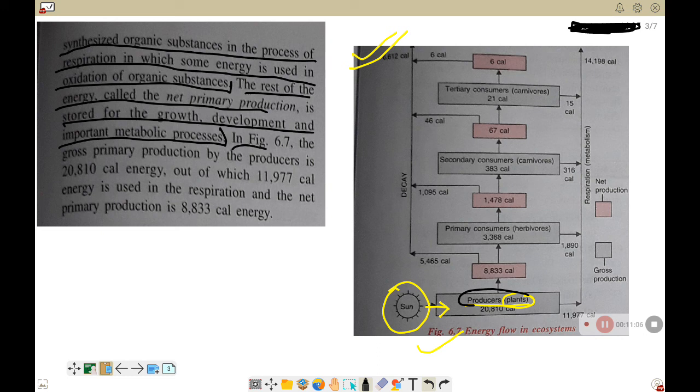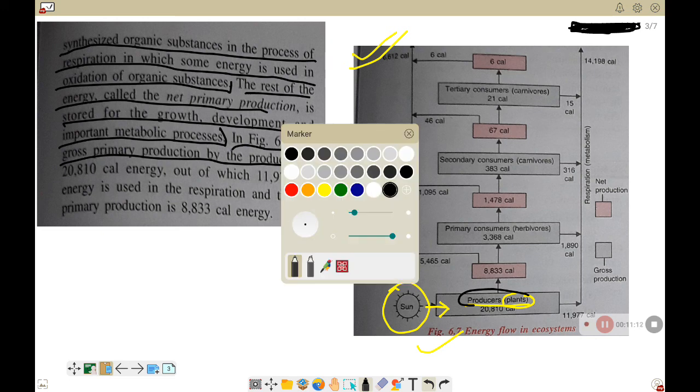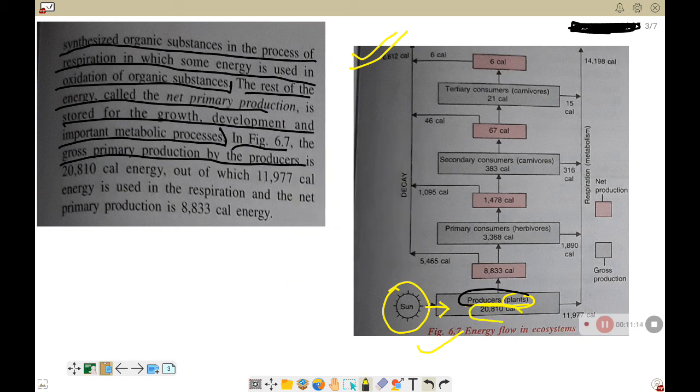So in figure number 6.7, the gross primary production by the producer is 20,810. In this figure you will see here 20,810 calories is the total energy stored in the form of chemicals, that is in the form of food, in the plant. Clear? Calorie is the commonly used unit of heat energy.